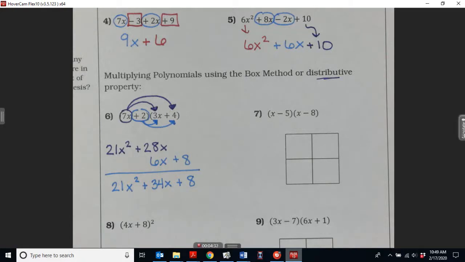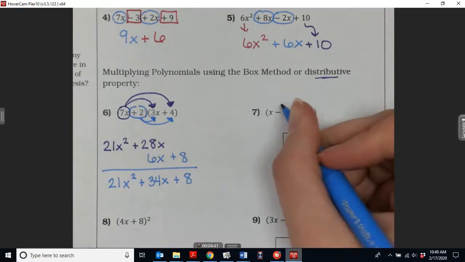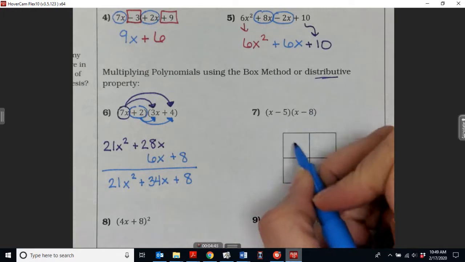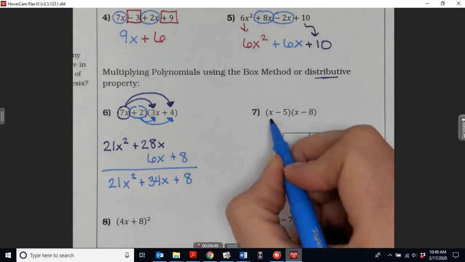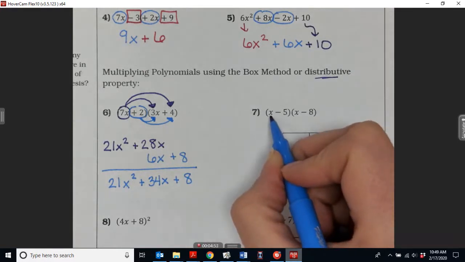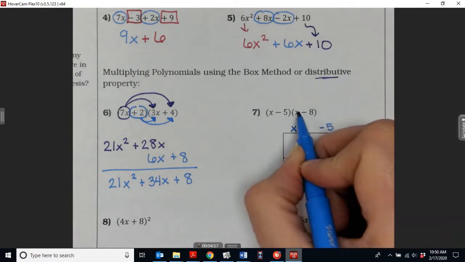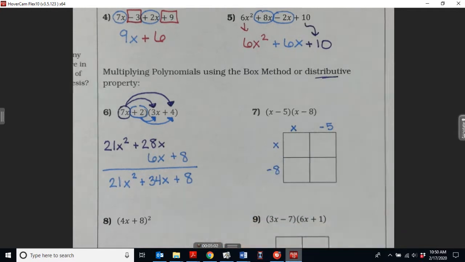Now, something else, though, is if you don't like distributive property, then you could use what we call the box method. In the box method, just make sure that you know how many terms. There are 2 terms, and there are 2 terms, so 2 by 2 gives me 4 boxes. And we set them on the outsides. It's like a Punnett square. So I have x, and I have a negative 5. And then on the side here, I have another x and a negative 8.